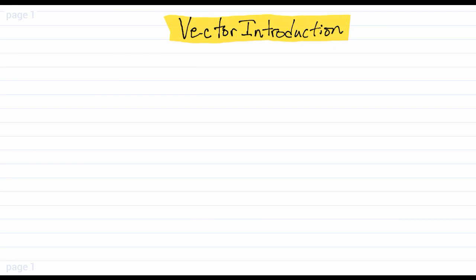We are going to talk about vectors. I've already briefly mentioned them in class, but we're going to delve into vectors in a little more detail now. So first of all, what is a vector? A vector is a quantity which has both magnitude and direction. So a vector has magnitude and direction.